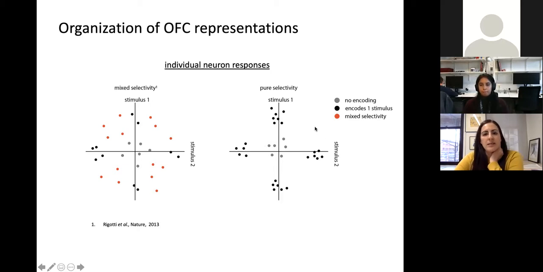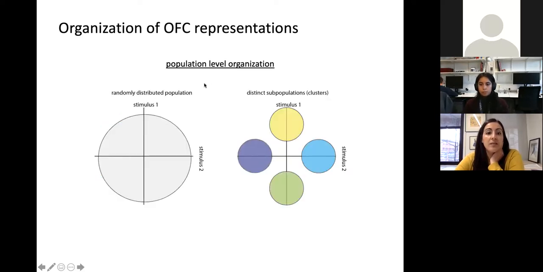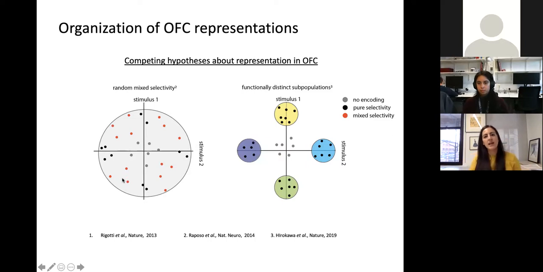The alternative hypothesis is that you have neurons that basically have pure selectivity and are only responsive to one aspect or behavioral variable in a task. At the level of the population, you might have randomly distributed encoding. So you have neurons that will basically encode this entire space of possible responses across different task variables, or you might have distinct subpopulations or clusters of neurons that encode different stimuli or task variables. And so if you combine these together, these are basically competing hypotheses about representations.